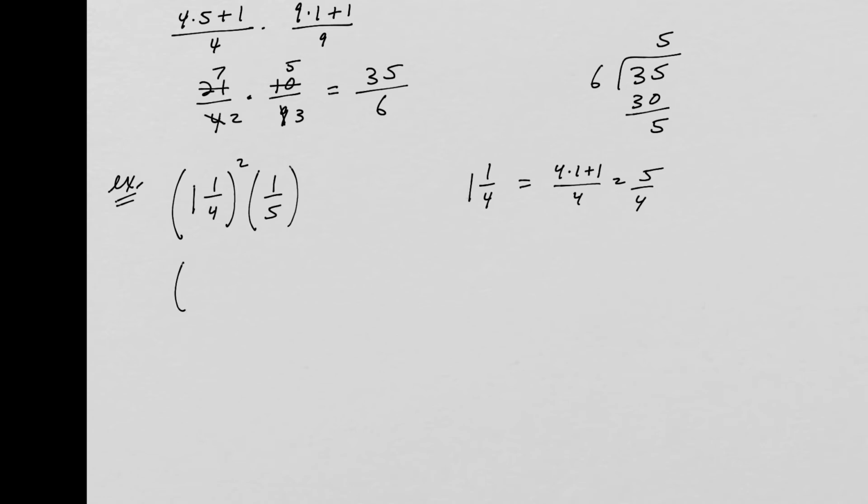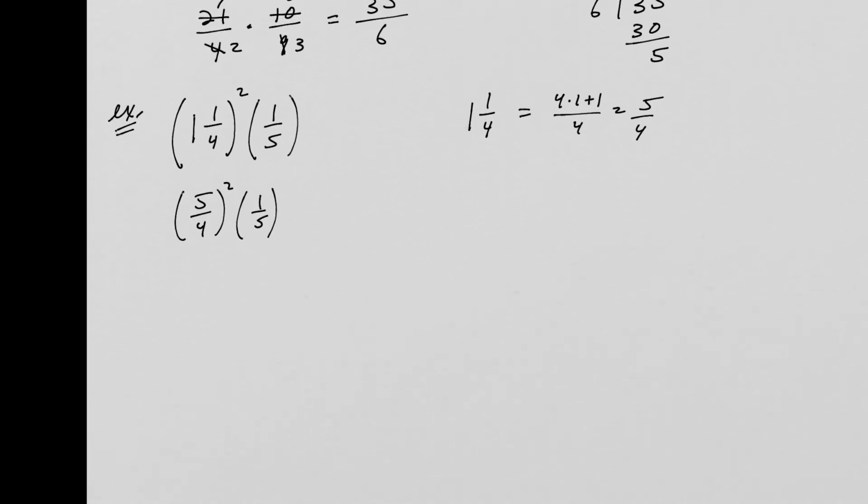So this is really the same as 5/4 squared times 1/5. So if I write this out, remember 5/4 squared means 5/4 times 5/4 times 1/5. So I could cancel one of the 5's, right? Doesn't matter which one, say that one. And now you multiply numerators, so 5 times 1 times 1 is 5. And then 4 times 4 times 1 is 16. And that actually is a proper fraction, so that's it. That is our answer. So 5/16.